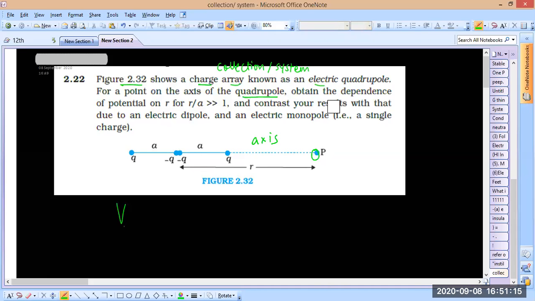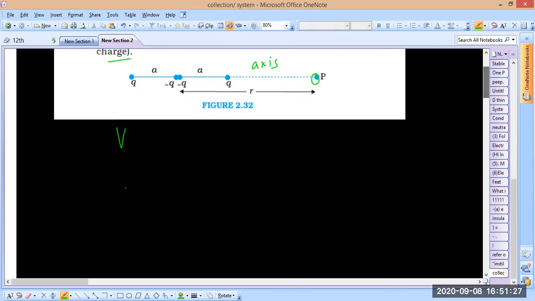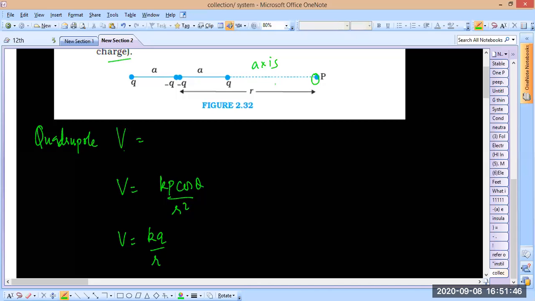I believe now the question is clear. And then you have to compare. Contrast means compare with electric dipole and electric monopole. Monopole means single charge. You must know the formulas for the dipole. What comes for a dipole? K P cos theta by R square. And for monopole, single charge, it is KQ by R. Just like that, what is it for a quadrupole? You have to find it. Question is clear, especially those who ask me about this.